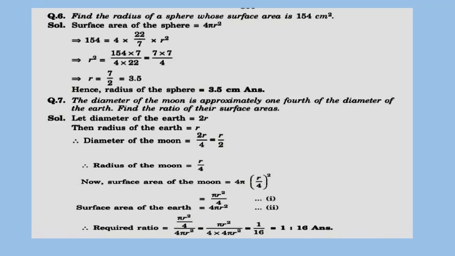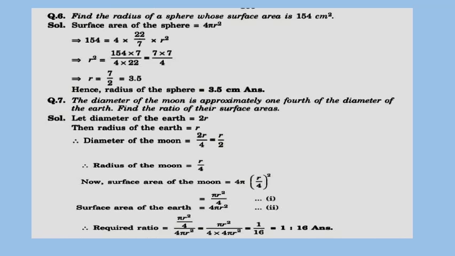Now here you have to find the radius of the sphere whose surface area is 154 centimeter square. So again we have to use the surface area of the sphere, that is 4 pi r square. 154 put as it is, as it is the surface area. Calculate the value of r. R square is 7 into 7 upon 4 and therefore r is 7 by 2. You have to take the square root and that equals 3.5 and therefore the radius of the sphere is 3.5 centimeter.